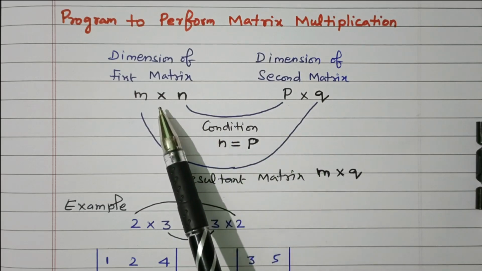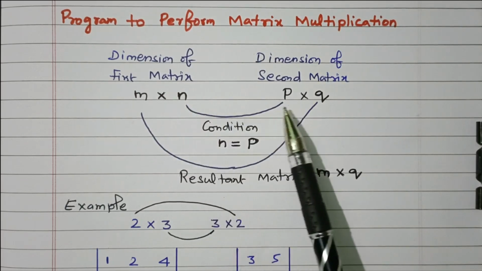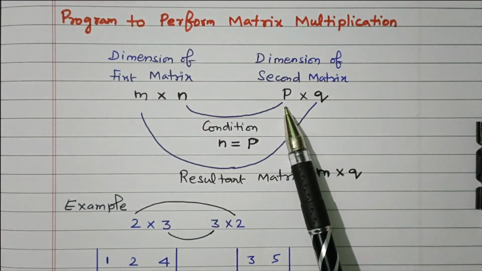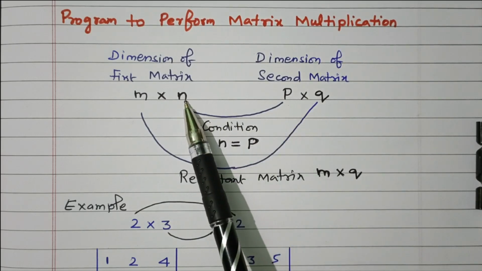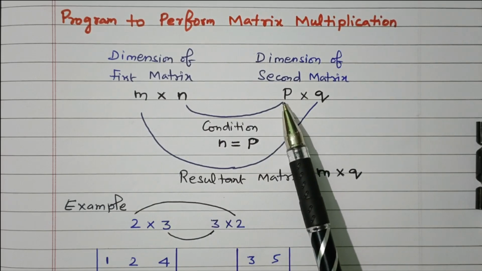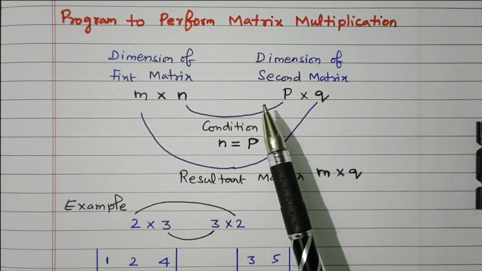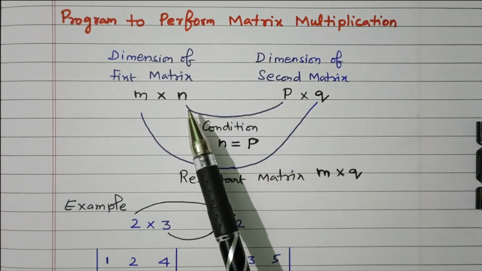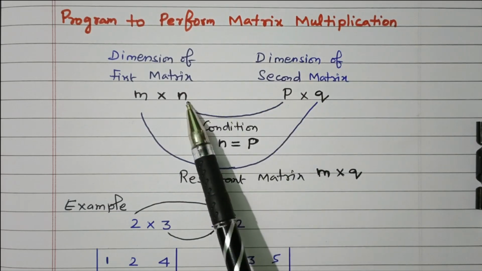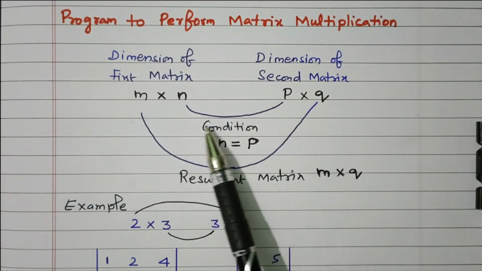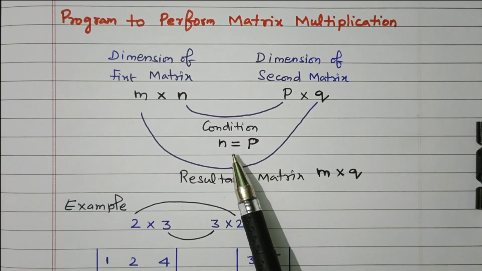Right. What is the condition for this? The number of columns in the first matrix, n, is equal to the number of rows in the second matrix, p. Then only we can perform the matrix multiplication. That is, these row elements are multiplied with the column elements, then all are added together. So these two should be equal. We'll see the example, at which time you will be able to understand clearly. Suppose n is equal to p. Both being equal means we can perform the matrix multiplication.